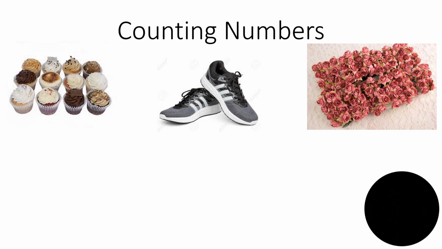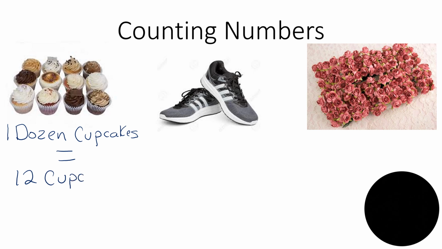This first one on the left-hand side shows you 1 dozen cupcakes, and that equals 12 cupcakes. This is a value you're probably familiar with and you use regularly. If you go to buy eggs, you're not going to buy 1 egg, you buy a dozen eggs. You can buy a dozen donuts, you can buy a dozen bagels, and you just know that that is going to give you 12 of that item.